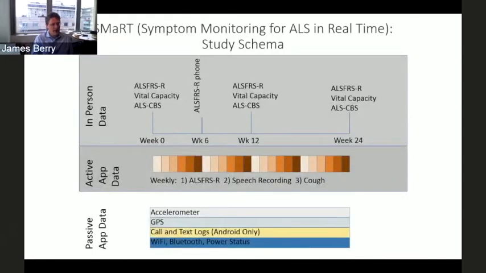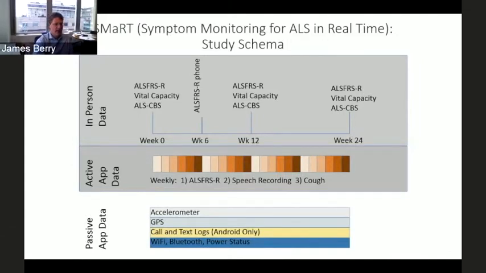And we've done at least one study using this where we follow people for 24 weeks. We get in-person data, our basic data, vital capacity, survival, ALSFRS-R, and a score I didn't talk about called the CBS. And then we have some active data, the ALSFRS-R at home, and a speech recording and a cough recording. And then we get passive data from the accelerometer and GPS. And I'll show you a little bit of this data coming out of this.